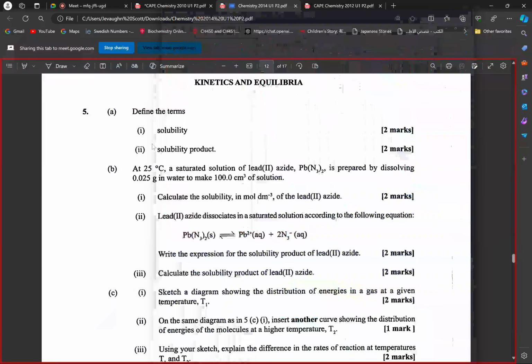So let's have a go at the solubility product question for 2014. The first question is, what is solubility? The ability of a substance to dissolve.